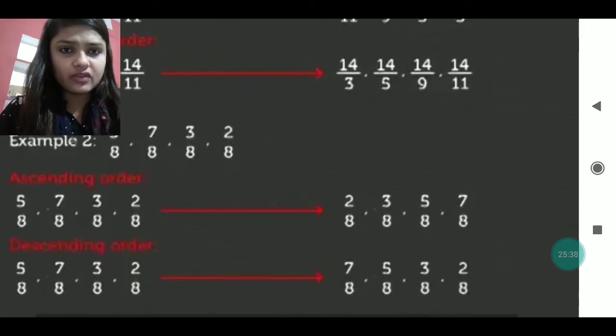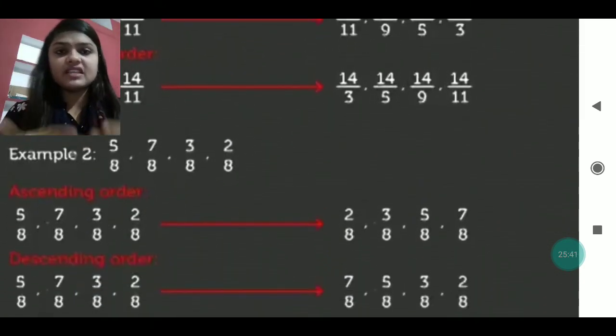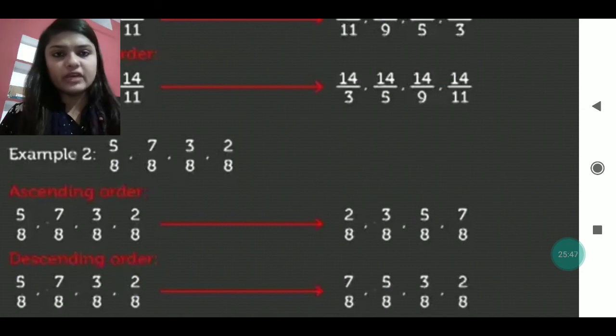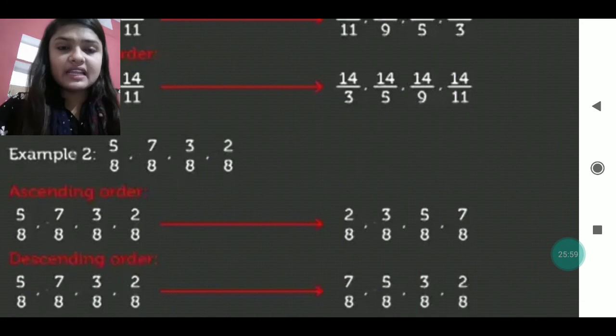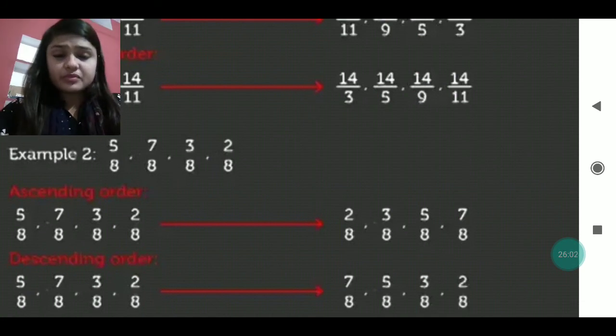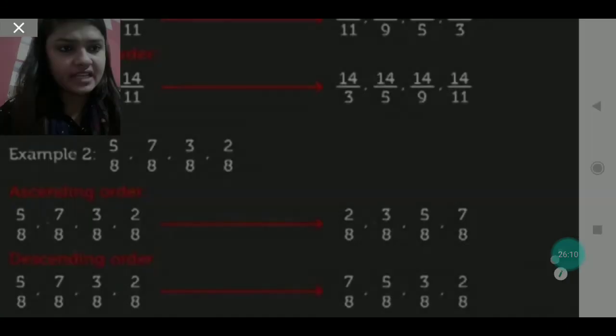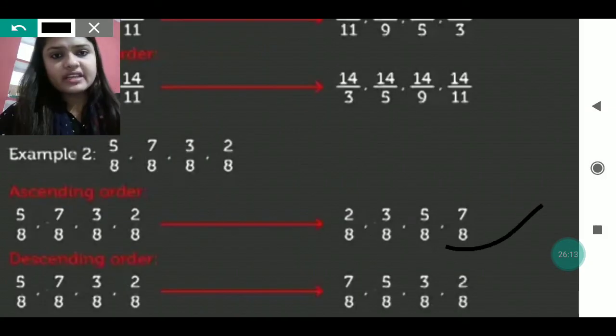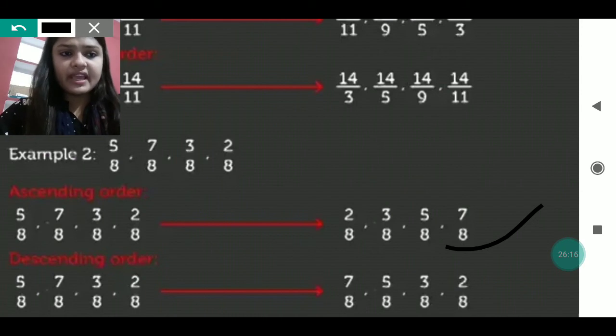The next question is one of the easier ones, where we have the same denominator and different numerators. Very easy. The denominators are the same, no need to do anything. Only compare the numerators. The number with the greater numerator will be the greater, and the number with the smaller numerator will be the smaller. In ascending order, from smallest to largest, 2 by 8 will be the smallest, then 3 by 8, then 5 by 8, and then 7 by 8. You can see I have arranged it in the same way. In descending order, it is 7 by 8, 5 by 8, 3 by 8, and 2 by 8. Here 7 by 8 is the greatest.